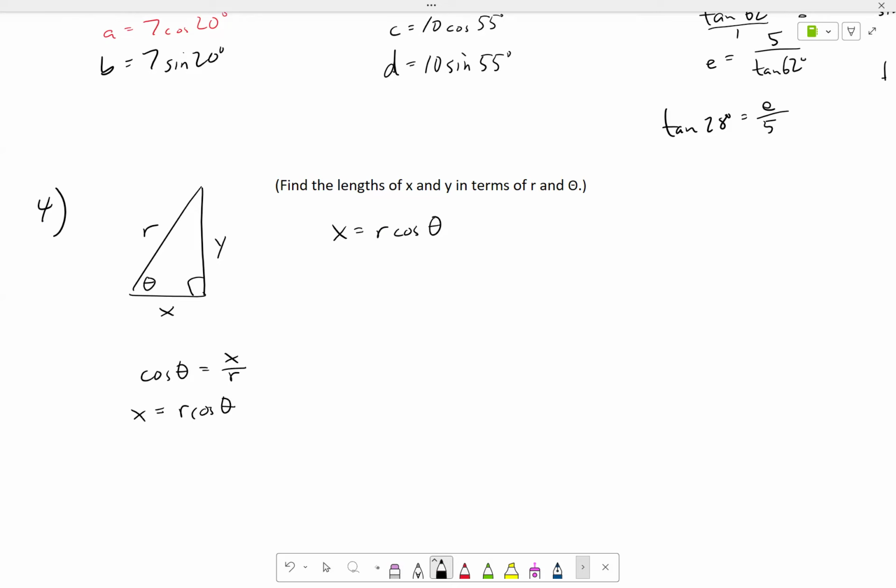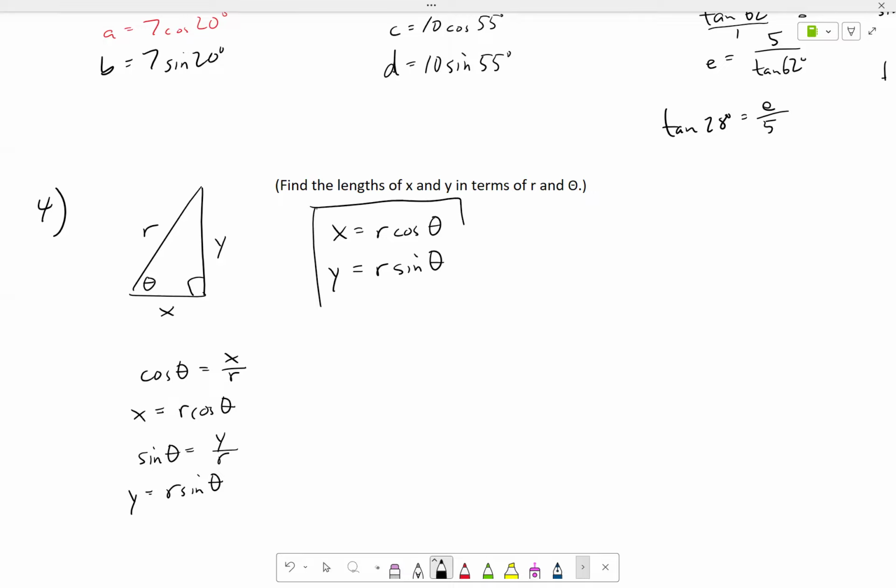Okay, and do you want to finish this off with y? Sine of theta is y over r, and then y equals r sine theta. And this is actually what's important for you guys to remember for today too. This is a big thing. So thank you for your help with that.